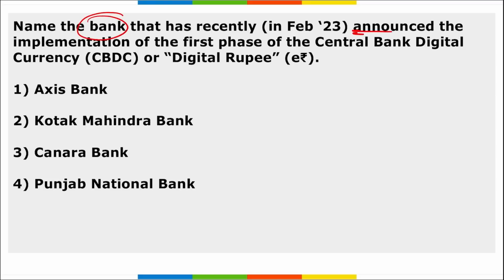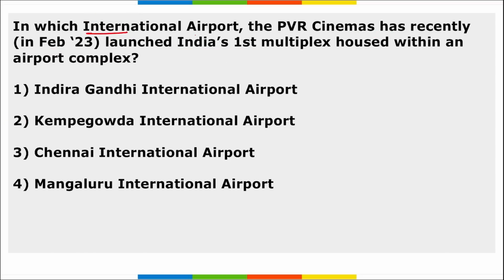Next, name the bank that recently announced the implementation of the first phase of CBDC or digital rupee. The bank that has recently announced the implementation of the first phase of the digital rupee is Kotak Mahindra Bank. Next, in which international airport has PVR Cinemas recently launched India's first multiplex housed within an airport complex? It will be Chennai International Airport. This is the first time that PVR Cinemas has launched a 5-screen property at PVR Aerohub in Chennai International Airport, India's first multiplex housed within an airport complex. Then tell me which ministry organized the Cycle for Health Cyclothon? It was organized by the Health Ministry and it was in New Delhi.